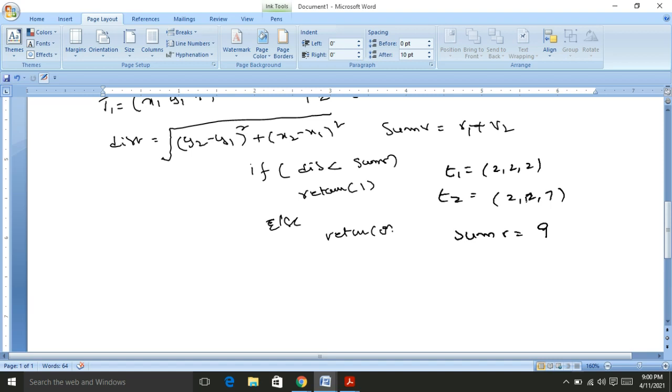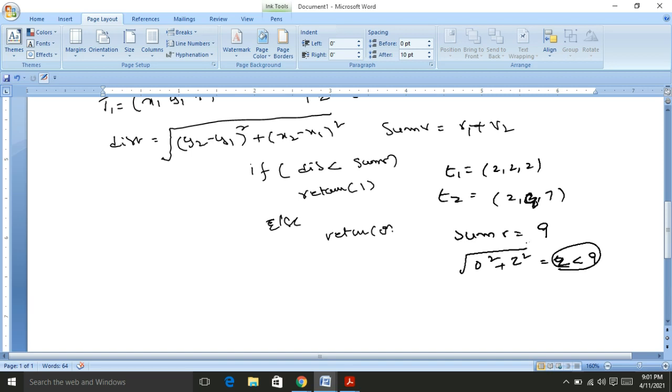And x2 minus x1, let us consider this may be 4, x2 minus x1 equal to 0 whole square, y2 minus y1, that means 4 minus 2, 2 square, right? That means 2 square equal to 4, the square root of which is 2 actually. 2 is less than 9, hence the balls collide because the distance is less than the radii.